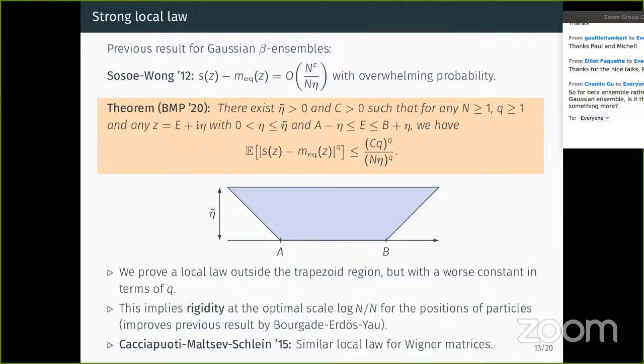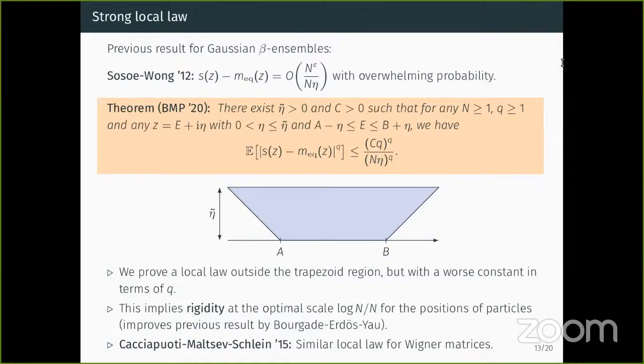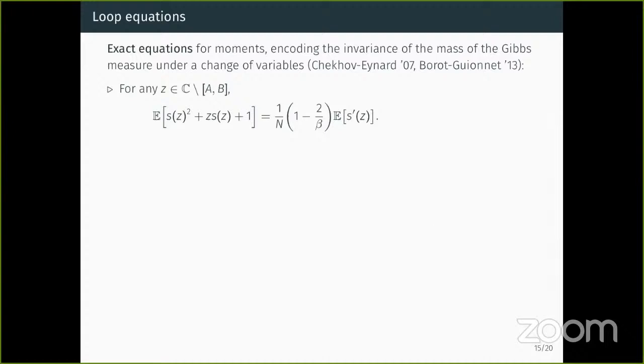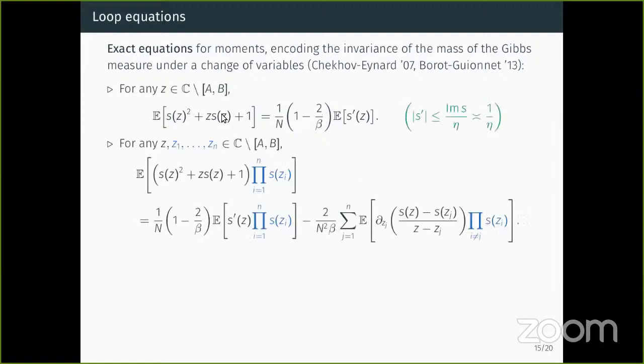I have another question maybe. In the non-Gaussian case, how do you do? Because then S of Z doesn't satisfy an algebraic equation, no? It does, but that's a good question. There is an additional term in the loop equation, and the problem is that it's not written in terms of S. That's really the annoying part.